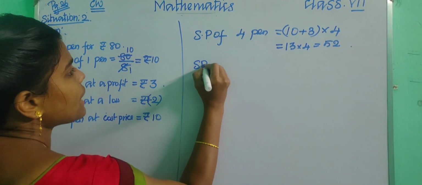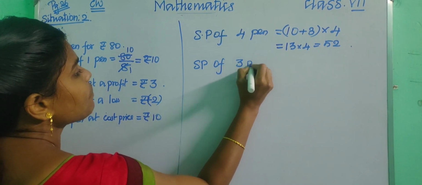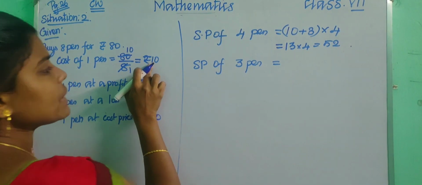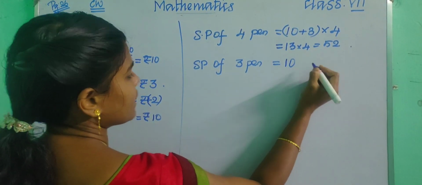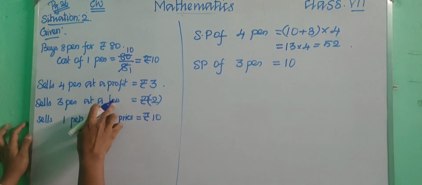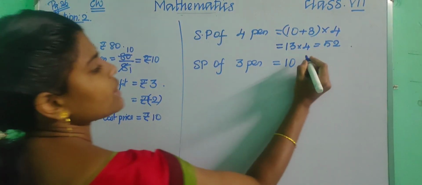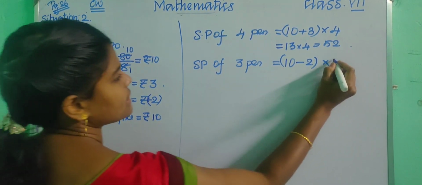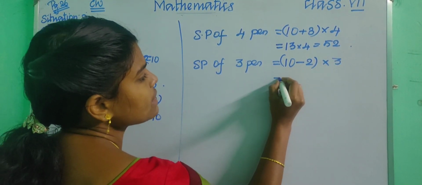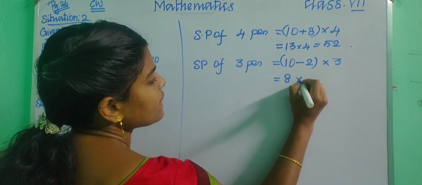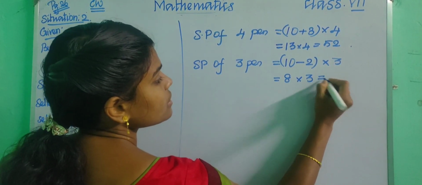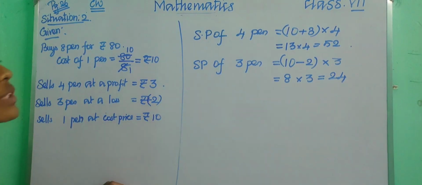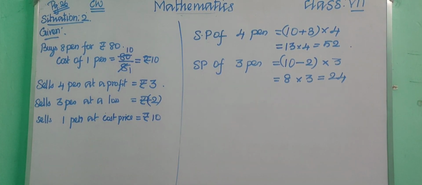And then let us find the selling price of 3 pens. How will you find the selling price of 3 pens? The cost of 1 pen is rupees 10. It was a loss, right? So minus 2. So 10 minus 2 into 3 pens. 10 minus 2 is 8, right? So 8 into 3. 3 8s are 24. So the selling price of 3 pens is rupees 24.